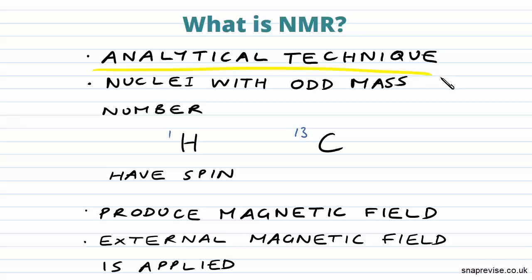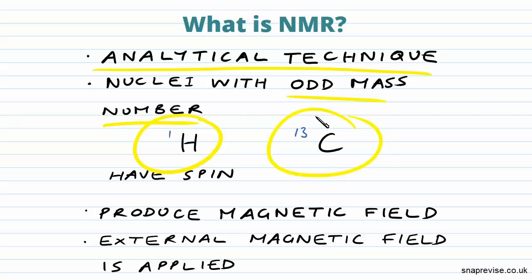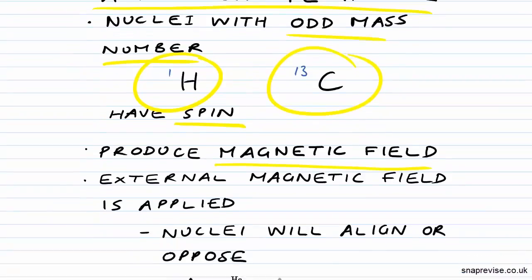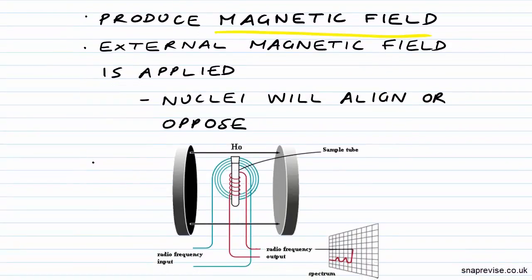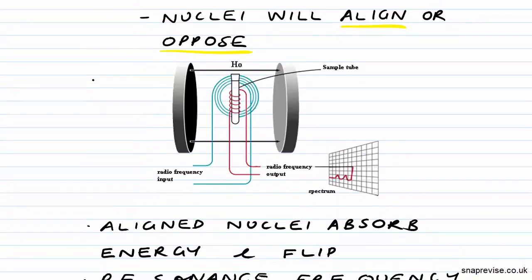It works on the principle that nuclei with an odd mass number, such as hydrogen or carbon-13, have a spin. Now, they produce a magnetic field rather like a bar magnet, and when an external magnetic field is applied, these nuclei will either align or oppose with this external magnetic field. And what happens is the aligned nuclei will absorb energy, and this causes them to flip.